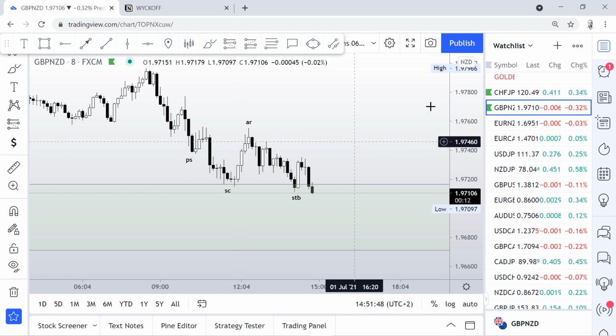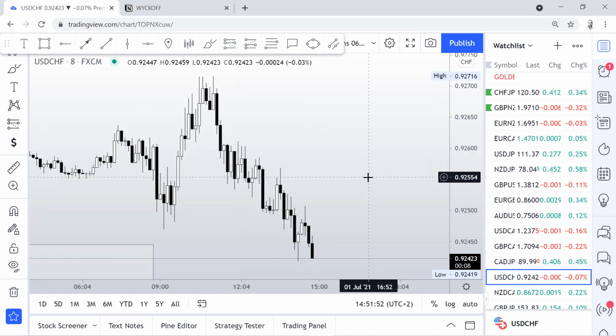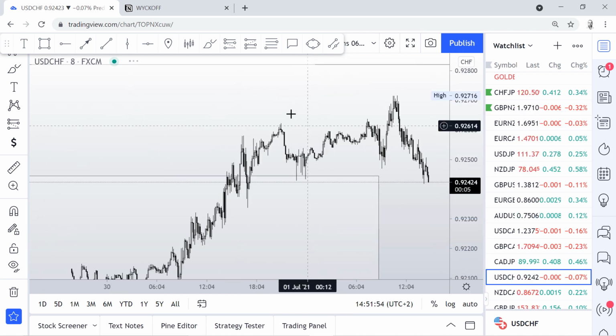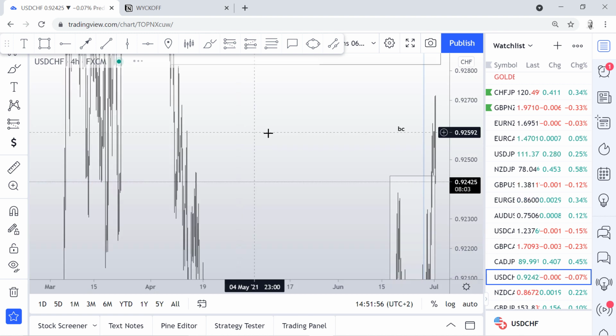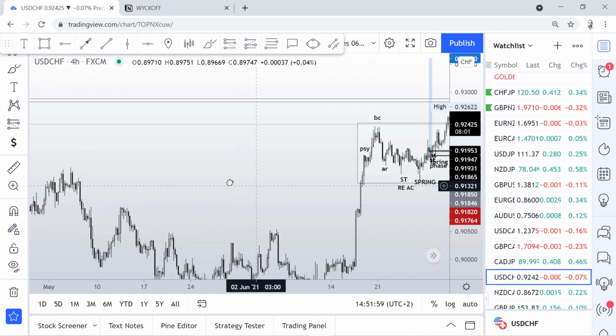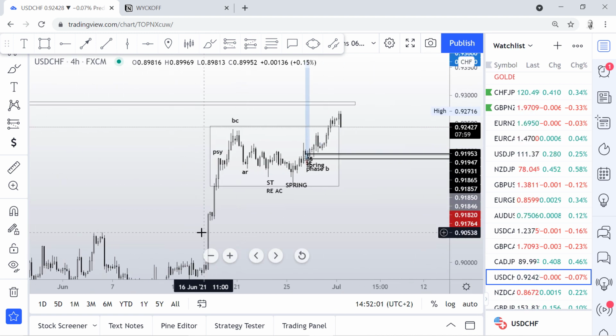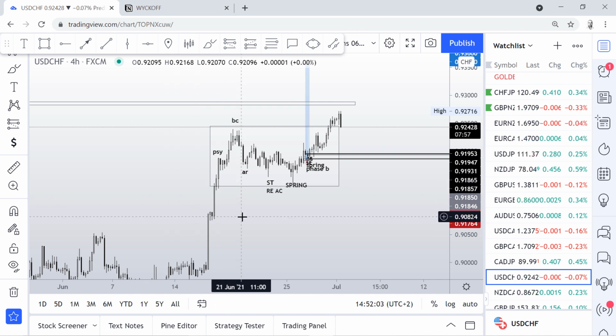Now that I have gone through this live example, let's say, let's move to the US dollar Swiss franc trade that I also posted on Instagram, and let's start with a 4-hour chart right here. In this occasion we didn't have any form of order block, let's say.